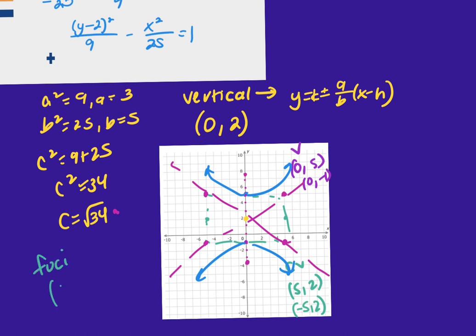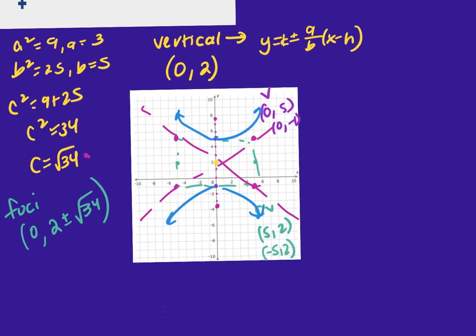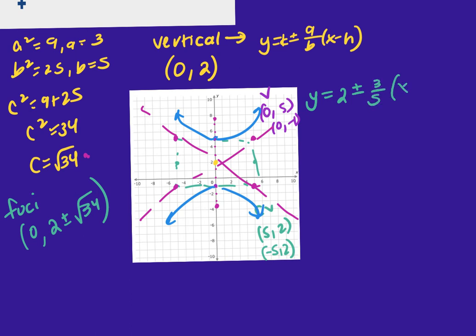So the x doesn't change. The y becomes plus and minus the square root of 34, or 2 plus and minus the square root of 34. And then for the asymptotes, y equals k, which is 2, plus and minus a over b, which is 3/5, times x minus 0. And I would get 2 plus and minus 3/5 x.